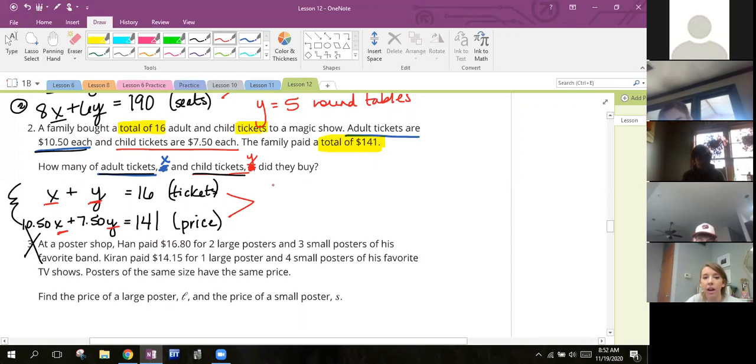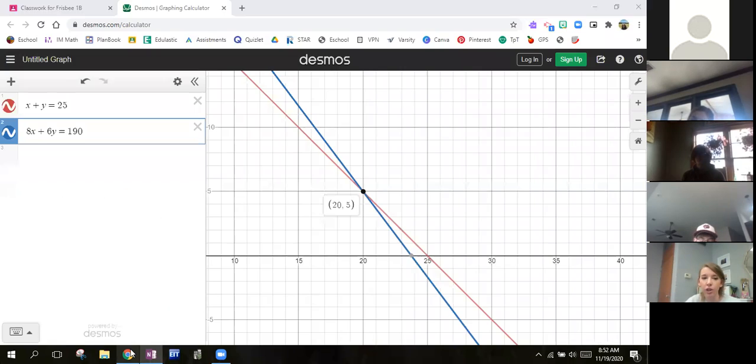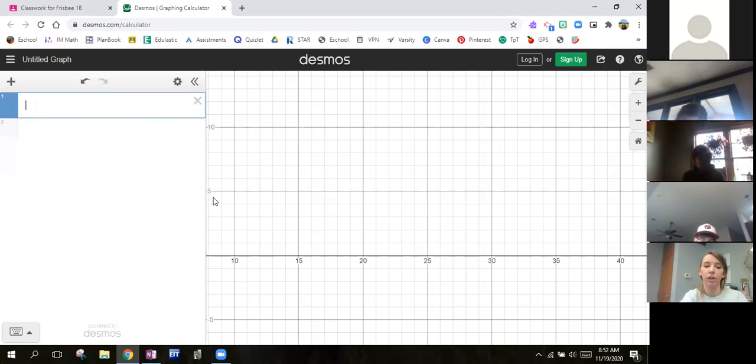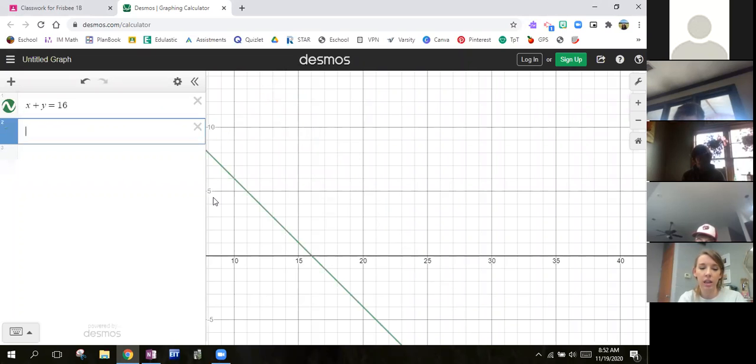All right, so we're gonna find the X and the Y pair that makes this equation true. So I'm gonna go back to Desmos. And the reason I had y'all change it from A to C to X to Y is because when you're using Desmos, you can only use X and Y when you're typing in your equation. So X plus Y equals 16, and then we have 1050X plus 750Y equals 141.